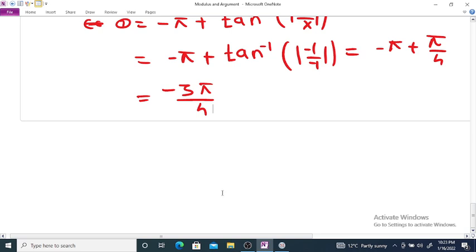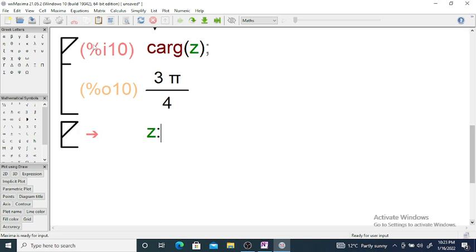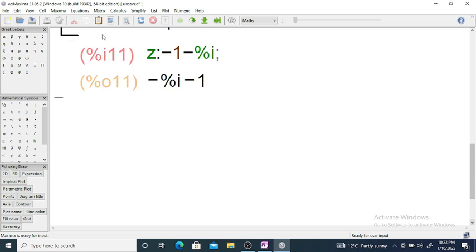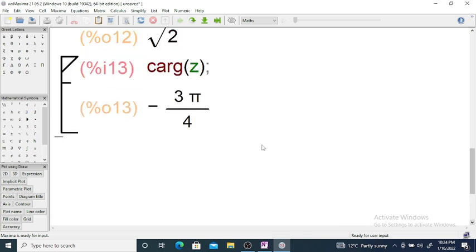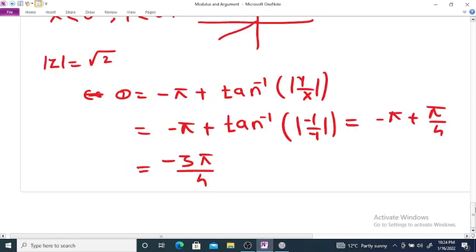So if we use Maxima here, say z is equal to -1 minus i, since we want to assign a complex number, it is a given complex number. Then, since we want to determine the modulus of z using cabs, this is equal to root of 2, and carg, that is the argument of z, is equal to, you can check here, -3 pi by 4.